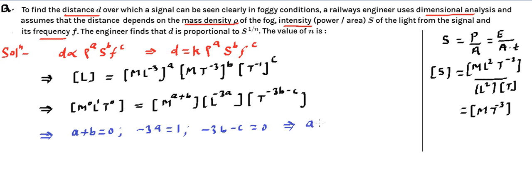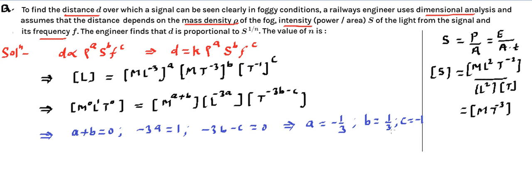A is going to be minus 1 by 3. So the A value is going to be equal to minus 1 by 3. Using the first, we can find out the value of B. B is going to be equal to minus A, which is going to be 1 by 3. And we can also find the value of C by using this. So C will be equal to minus 3B. So that becomes minus 1.